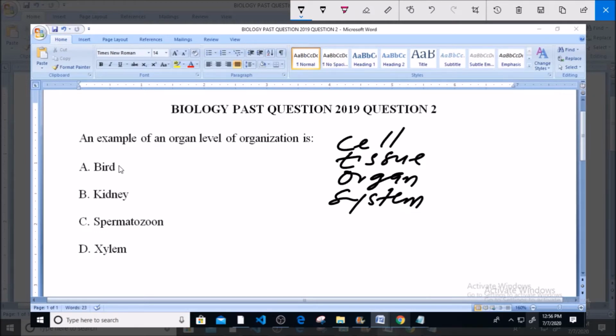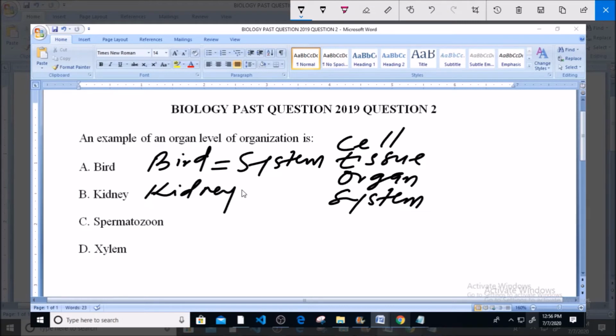Now, when we consider the given options, a bird has organs like the eyes and the leg, making it a system. The bird is an animal system. The kidney has cells, has tissues like the blood and other tissues, making it an organ.